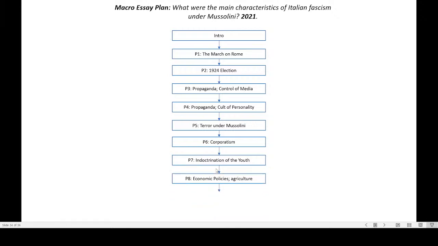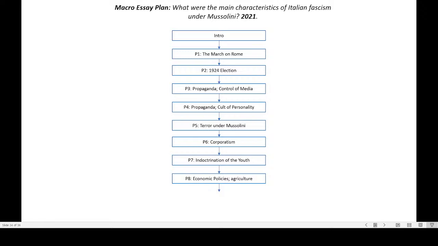Paragraph 8, we're looking at economic policies. Once again, I'm going to highlight here, I'm not just dealing broadly with Mussolini's economic policies. I'm dealing with one very specific area of that, agriculture. So I'm dealing with his battle for grain. While you could still look at other economic policies, so his battle for the lira or currency, or what was the other one, battle for births, you could look at as well. I'm just going to deal with agriculture and his battle for grain.